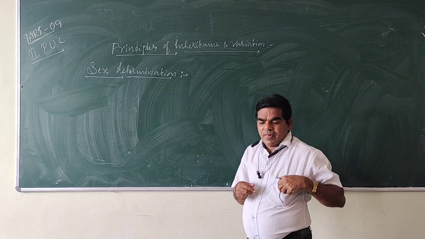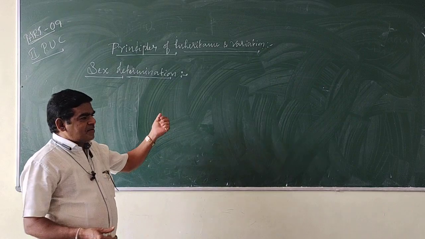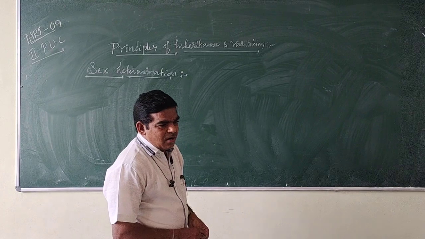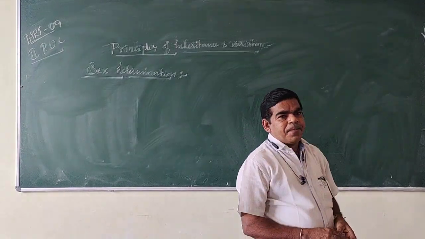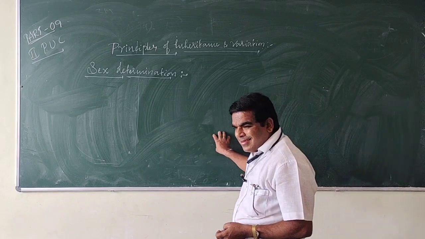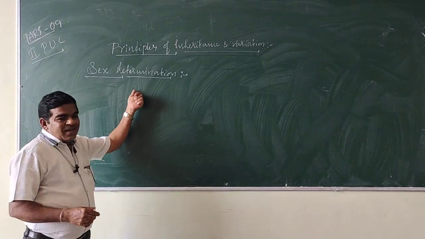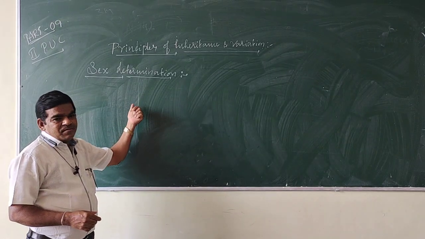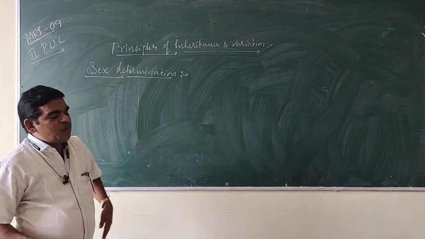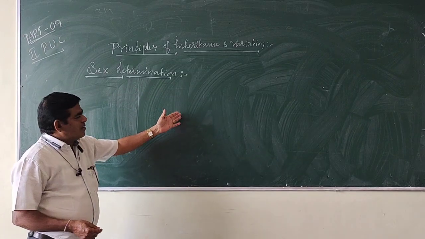Last class I discussed the chromosomal theory of inheritance, proposed by Sutton and Boveri. The best example for the chromosomal theory of inheritance is dihybrid crossing in pea plants.